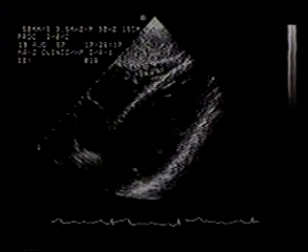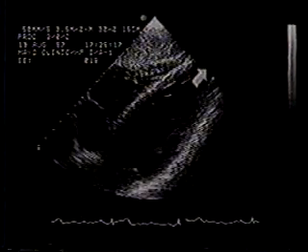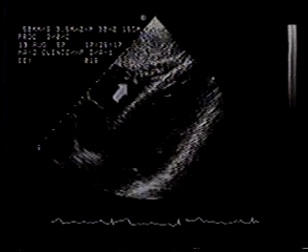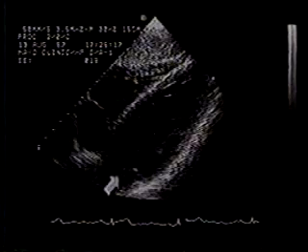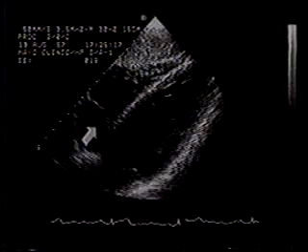Some institutions use this format for the subcostal four-chamber examination. The apex is to the right of the screen. This is the right ventricle, left atrium, and right atrium. Liver parenchyma is interposed between the transducer and the heart.